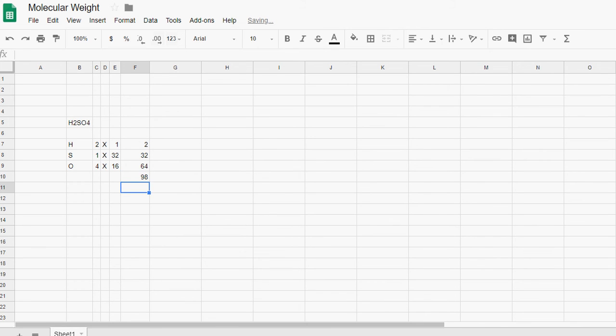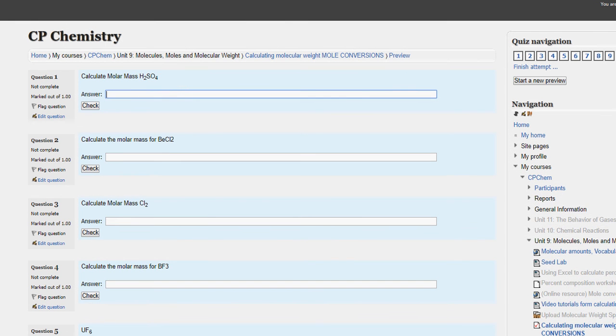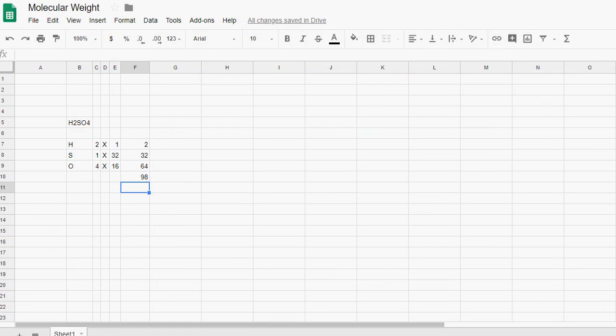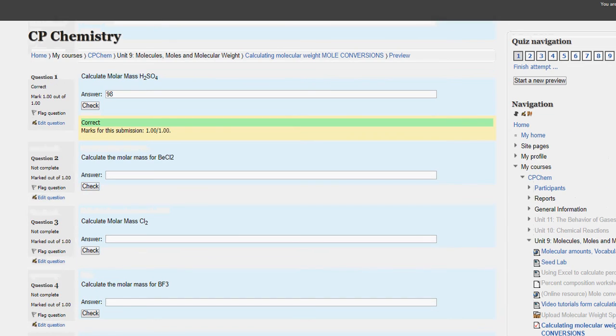Now, you would have done this with paper. If you guys can do this with Excel, God love you, do it in Excel. All right, that's fine. But now let's go back to our problems and see if that was correct. So I think it's going to be 98. Let's plug it in and see what it comes up with. 98. Hit check. And that tells me that I'm correct.